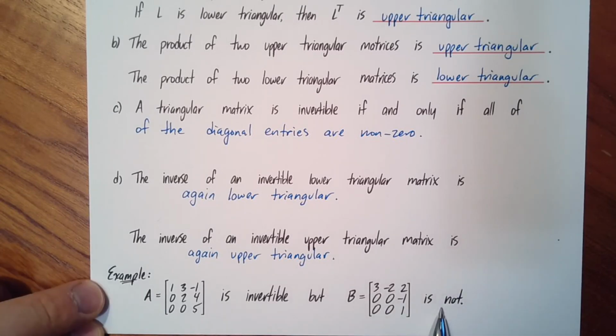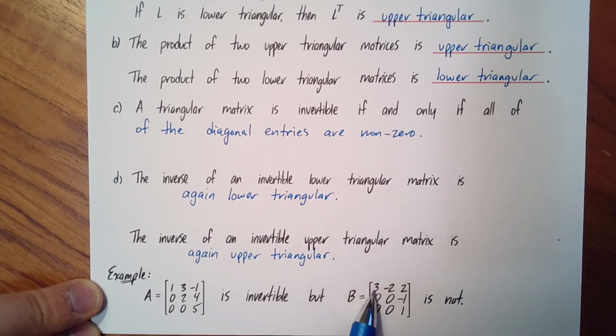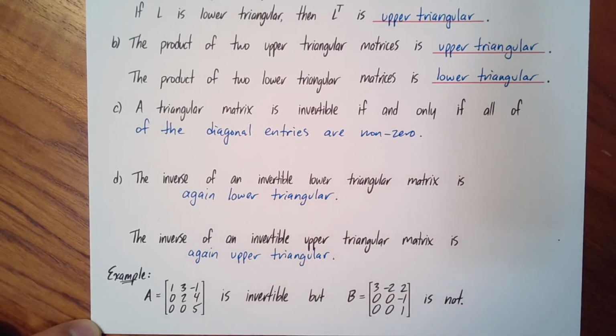And why is that? Well, the same reason. Use statement C, but in this case, note that the entries on the main diagonal are not all non-zero, because one of the entries in the middle is actually equal to 0. If this were anything non-zero, then B would be invertible as well. But because there's a 0 here, this matrix is not invertible.